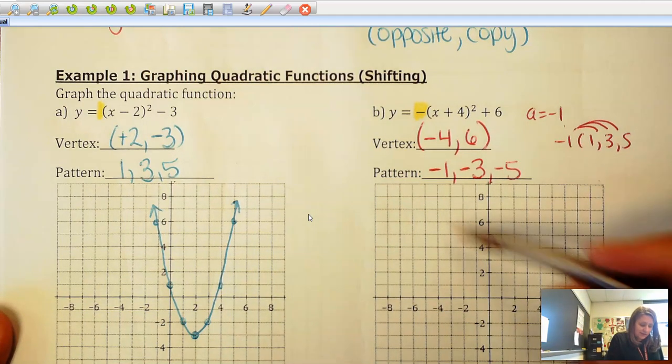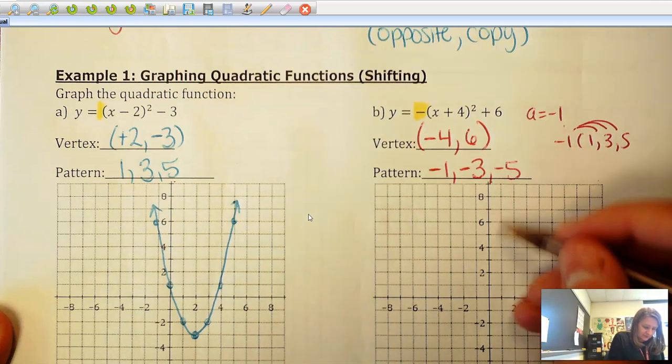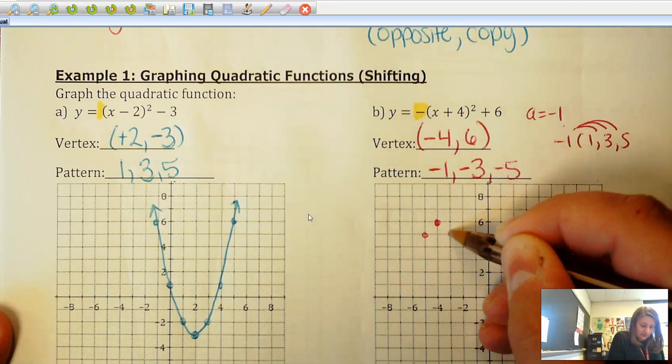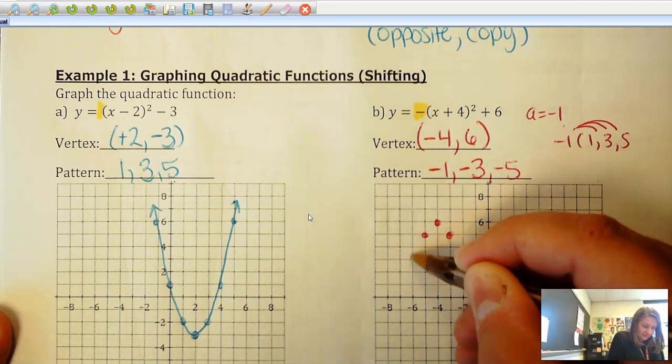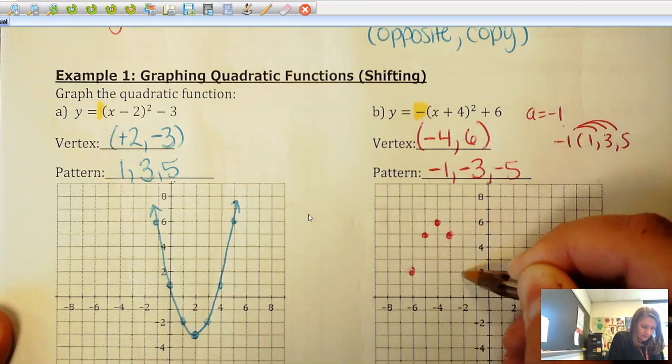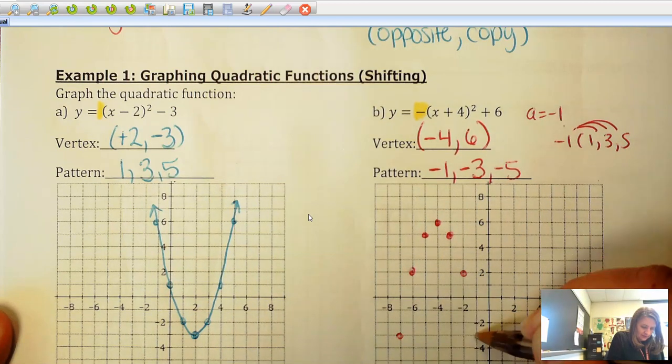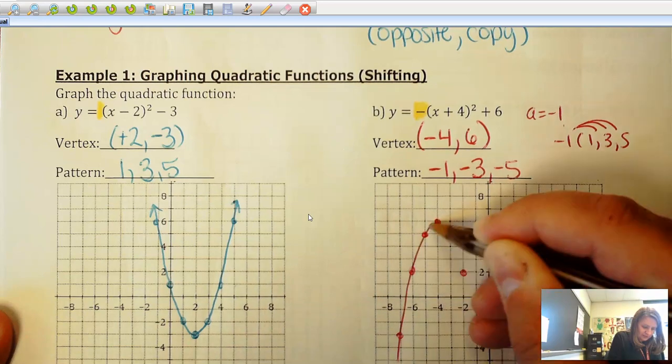And I'm going to go ahead and plot, start with your vertex, -4, 6. Over 1, down 1 is all this is going to do with the negative. Over 1, down 3. Over 1, down 5. And then again, just make your U shape the best you can.